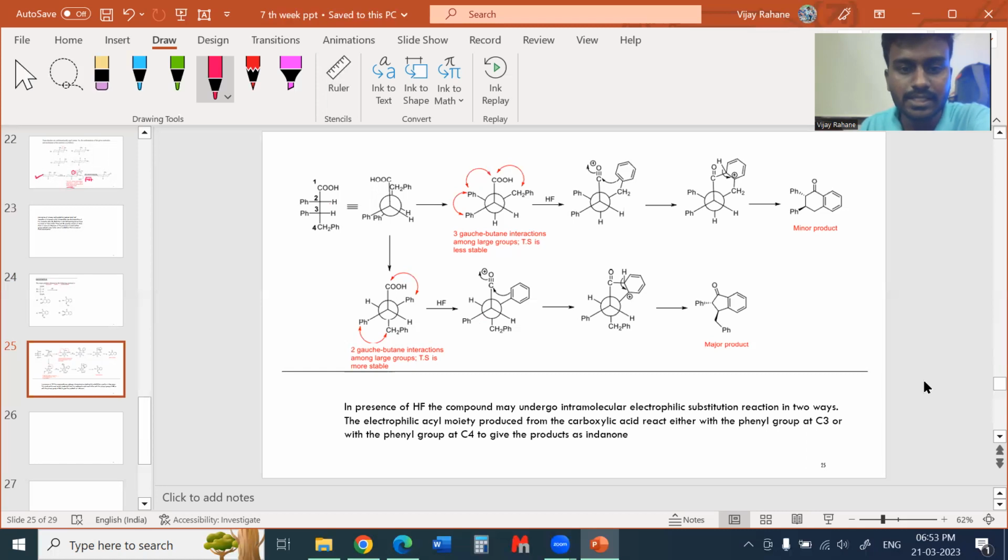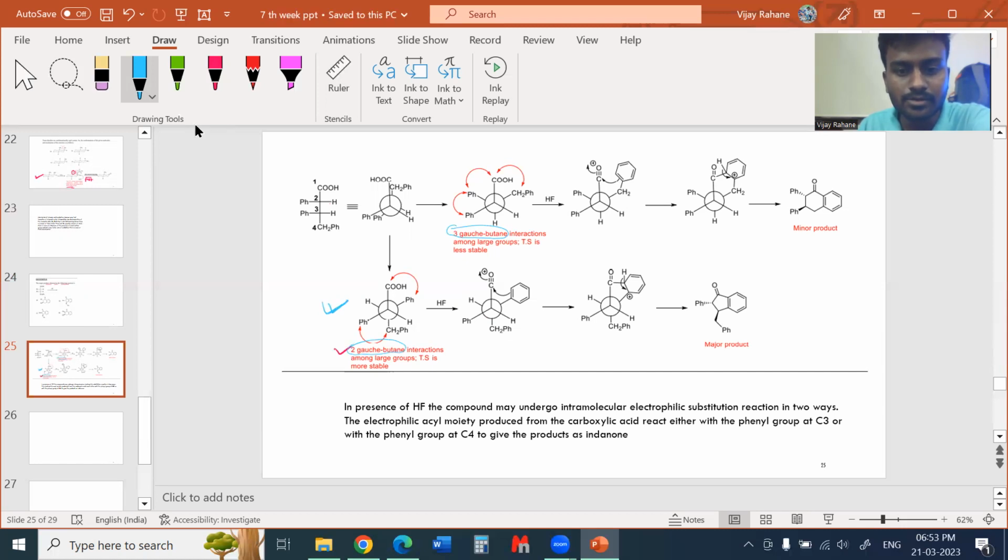If you see the second transition state, if you rotate the groups in this one, there are only two butane gauche interactions. Here there are three butane gauche interactions, and here there are two butane gauche interactions. So this transition state is preferred.